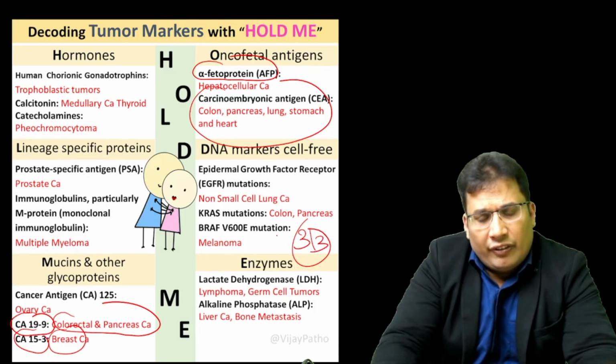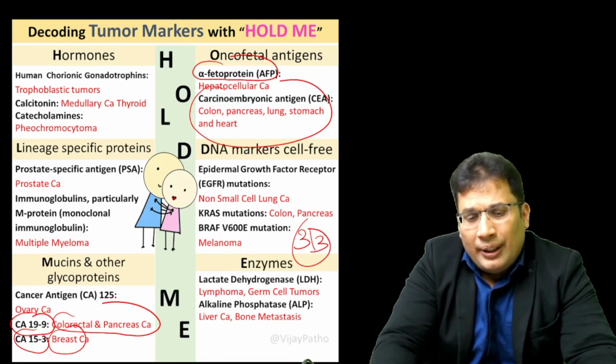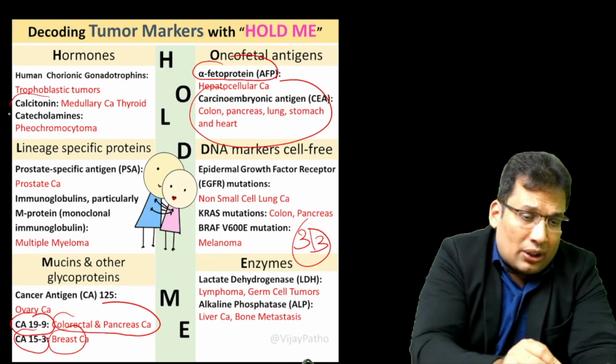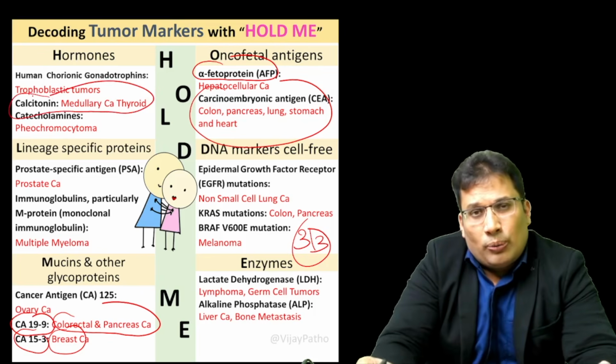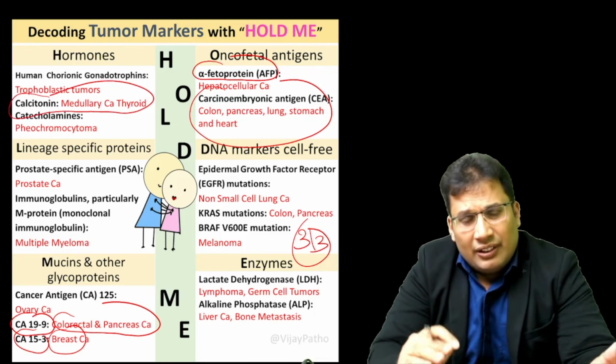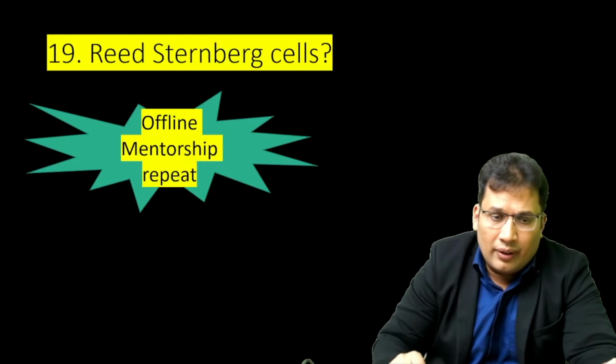EGFR repeat question, KRAS, BRAF, all these are repeat questions in the previous exam. Calcitonin basically in medullary carcinoma of thyroid, pheochromocytoma, that is basically catecholamines. All these are basically tumor markers. Any 3 with a carcinoma, you will get 3 out of 3.